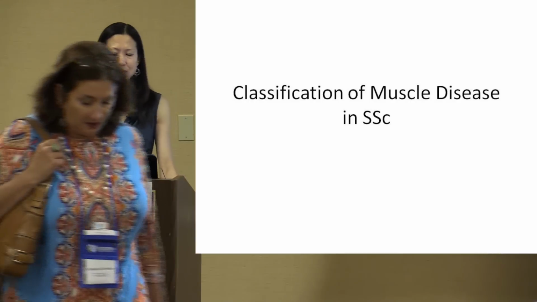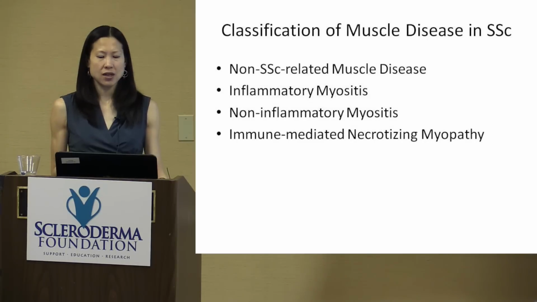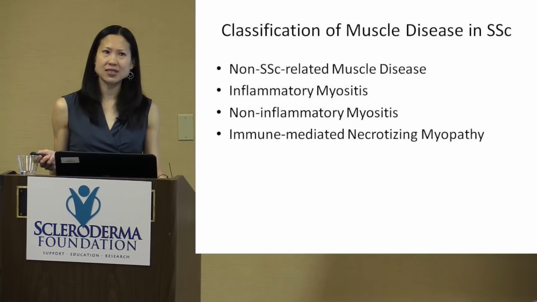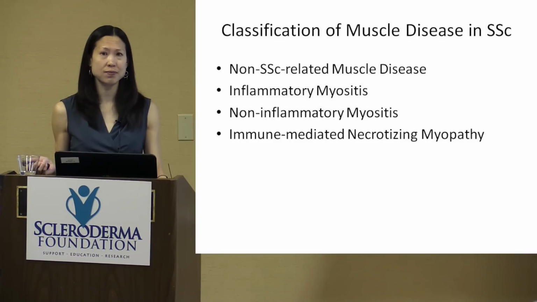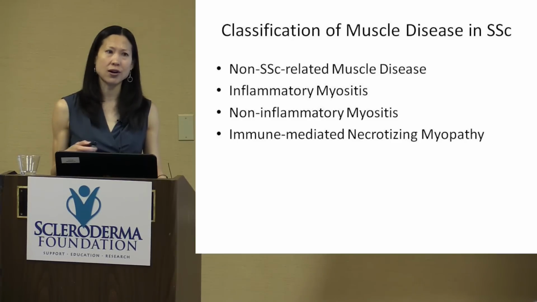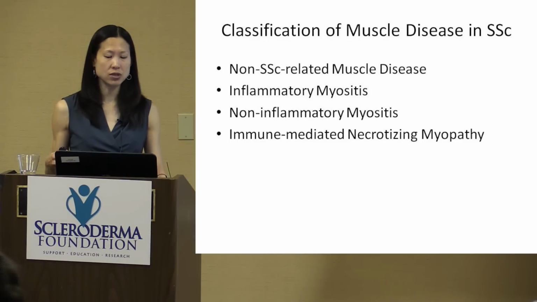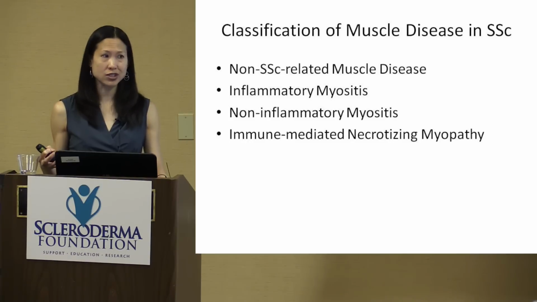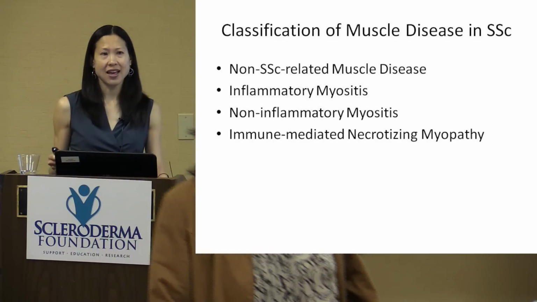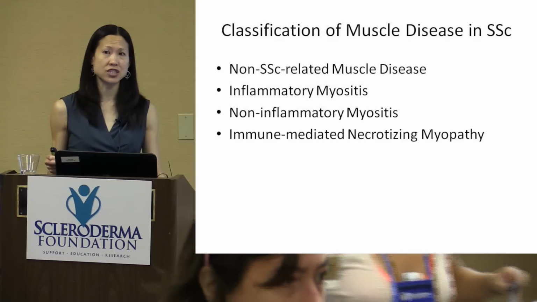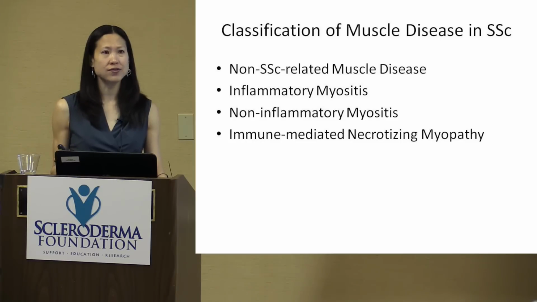First of all, the classification of muscle disease in systemic sclerosis. It's important to realize that all muscle disease in scleroderma patients isn't necessarily related to the scleroderma. So there are non-scleroderma related muscle diseases, and then the other three are muscle diseases that are thought to be related to scleroderma. And that can be either inflammatory, where there's a lot of inflammatory cells in the muscles, non-inflammatory, mostly scar tissue, or what's called immune-mediated necrotizing myopathy. In these patients, there's a lot of dead tissue. Necrotizing means dead, and so there's a lot of dead muscle tissue, and this is thought to be related to an autoimmune process.